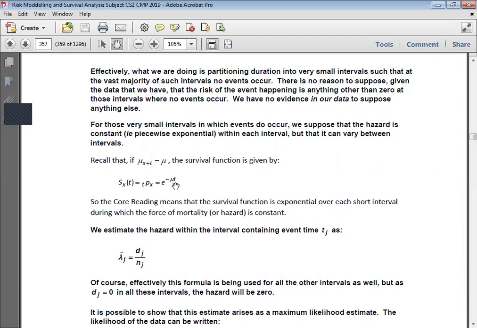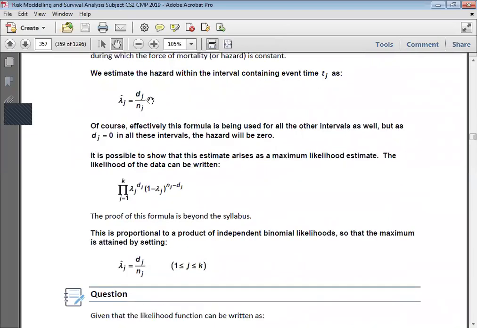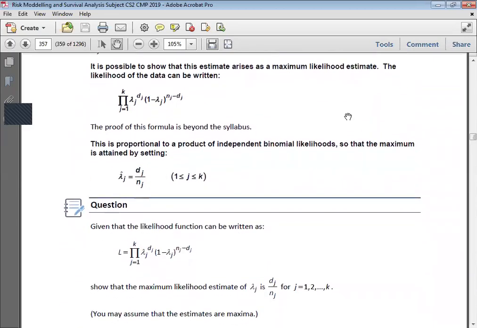This is just something that you need to know. And I will explain what they mean by piecewise exponential within each interval. I'll tell you soon what that means. We have already seen the hazard. It is dj upon nj, where dj is 0 for all the cases wherein someone does not die, or if they get censored or something else.